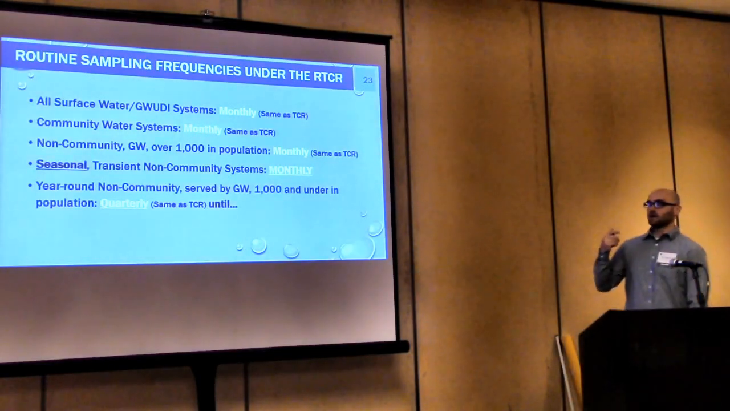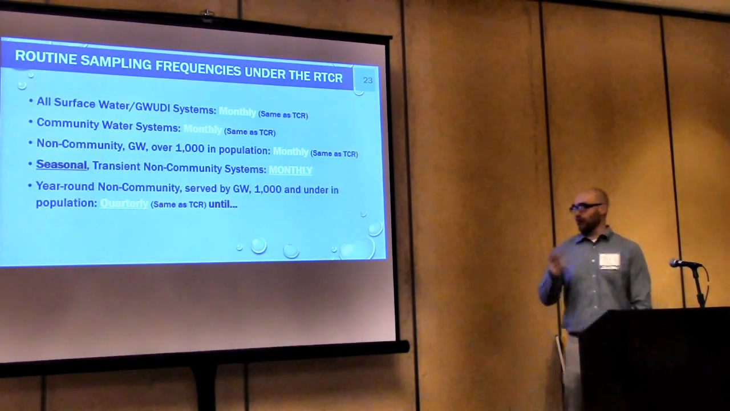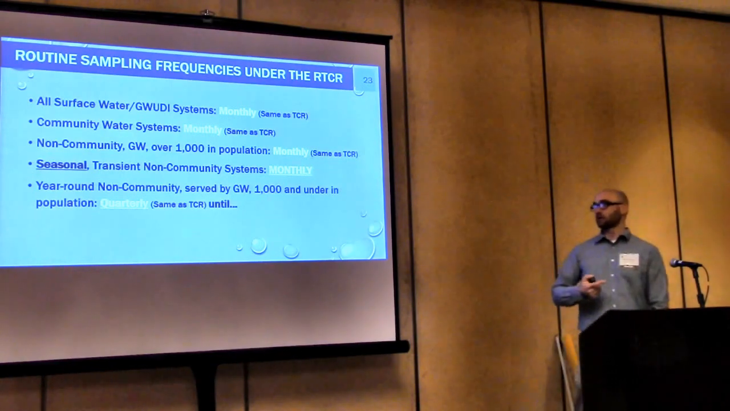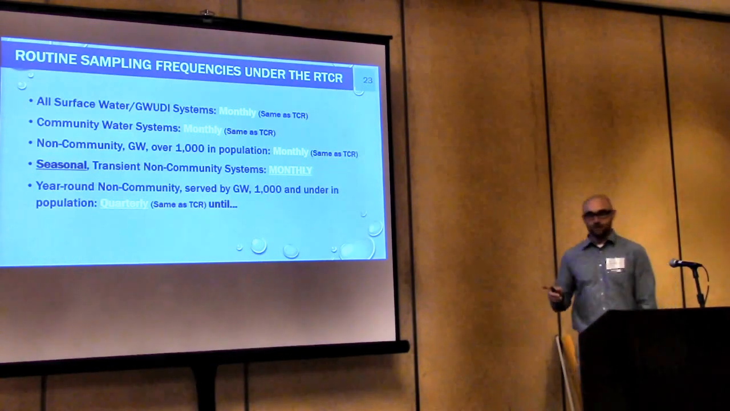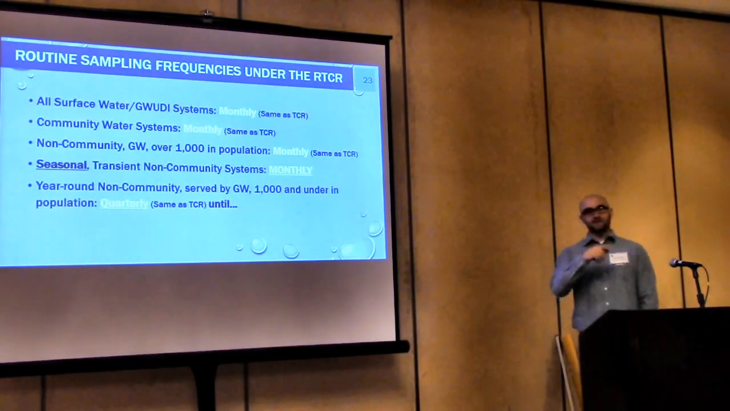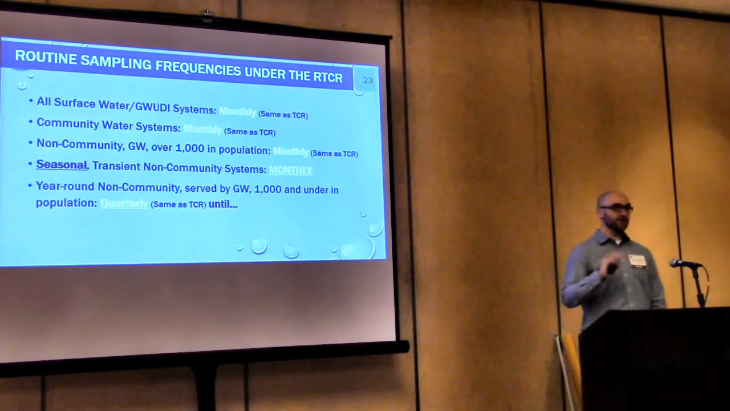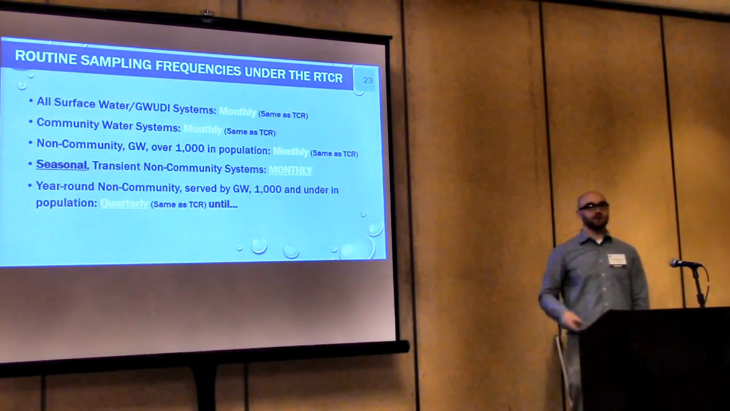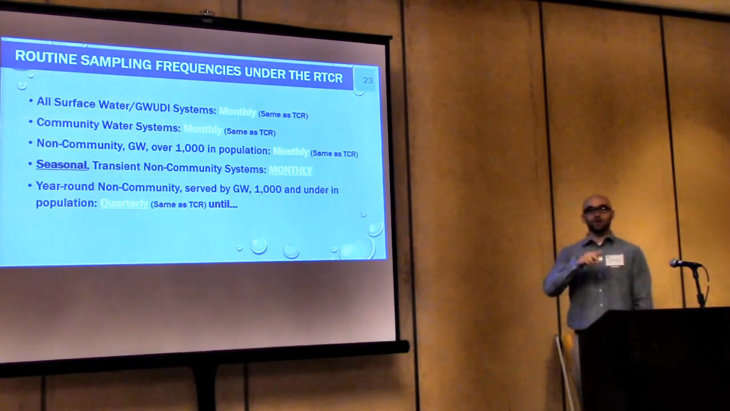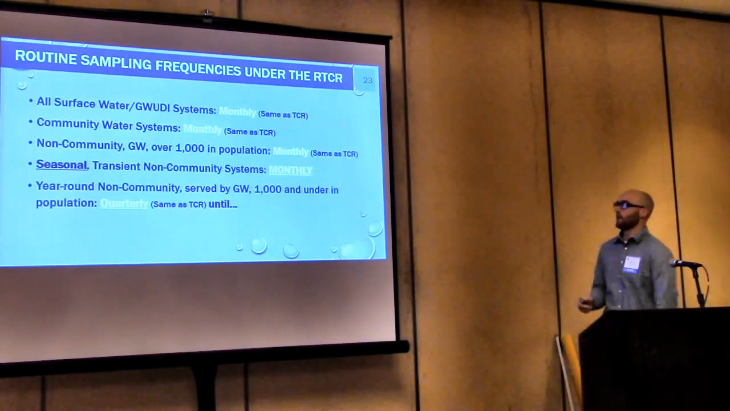And then, and this is the tricky part, and stay with me, year-round, non-community, groundwater systems, 1,000 and under in population, can sample quarterly until a series of events happen. So that colorful flow chart, I left some handouts on your tables. Feel free to grab them and take them if you want them. If not, just leave them there. We'll gather them at the end. The colorful looking flowchart is this process in visual form, to try to understand when systems need to be potentially quarterly versus monthly and bouncing back and forth.